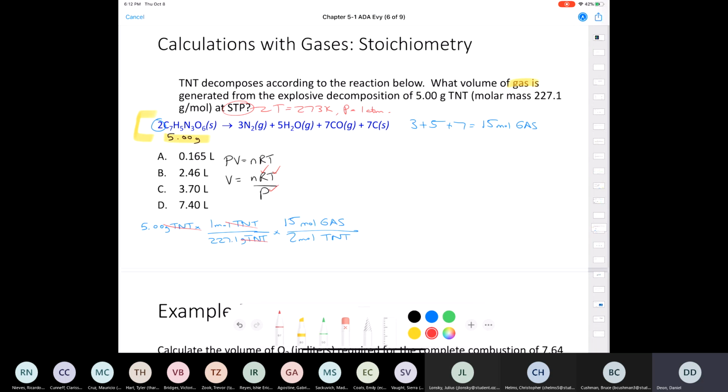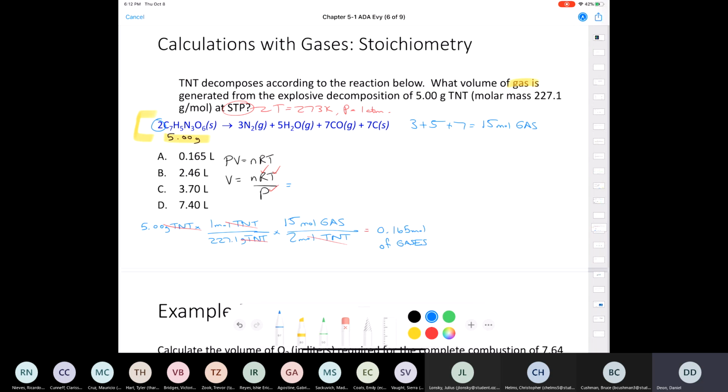Now, if I work that out, it gives me the total number of moles of gas. When I punch all that into my calculator, I get 0.165 moles of gas. And if you want to say gases, because there's more than one, that's fine too. Now we can plug this number into our rearranged ideal gas equation.